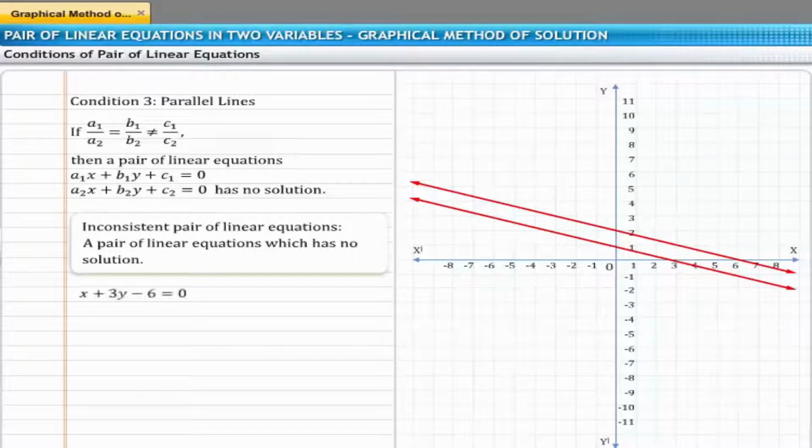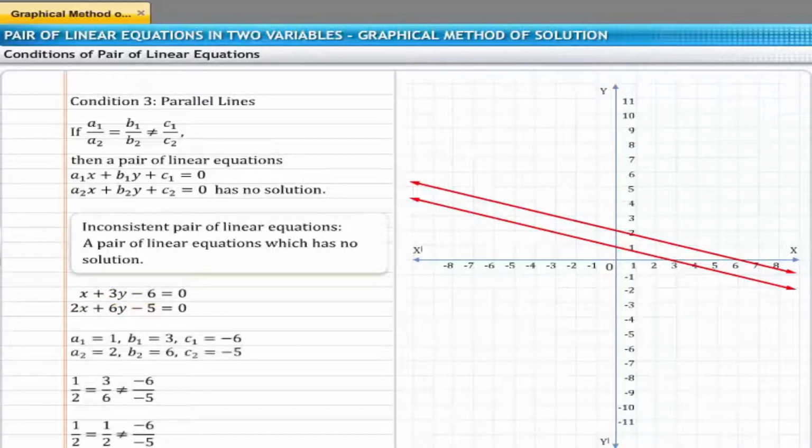Let's look at an example of an inconsistent pair of linear equations. On substituting the values of a1, a2, b1, b2, c1 and c2, you get 1 upon 2 is equal to 1 upon 2, which is not equal to minus 6 upon minus 5. As you can see, these lines are not intersecting.